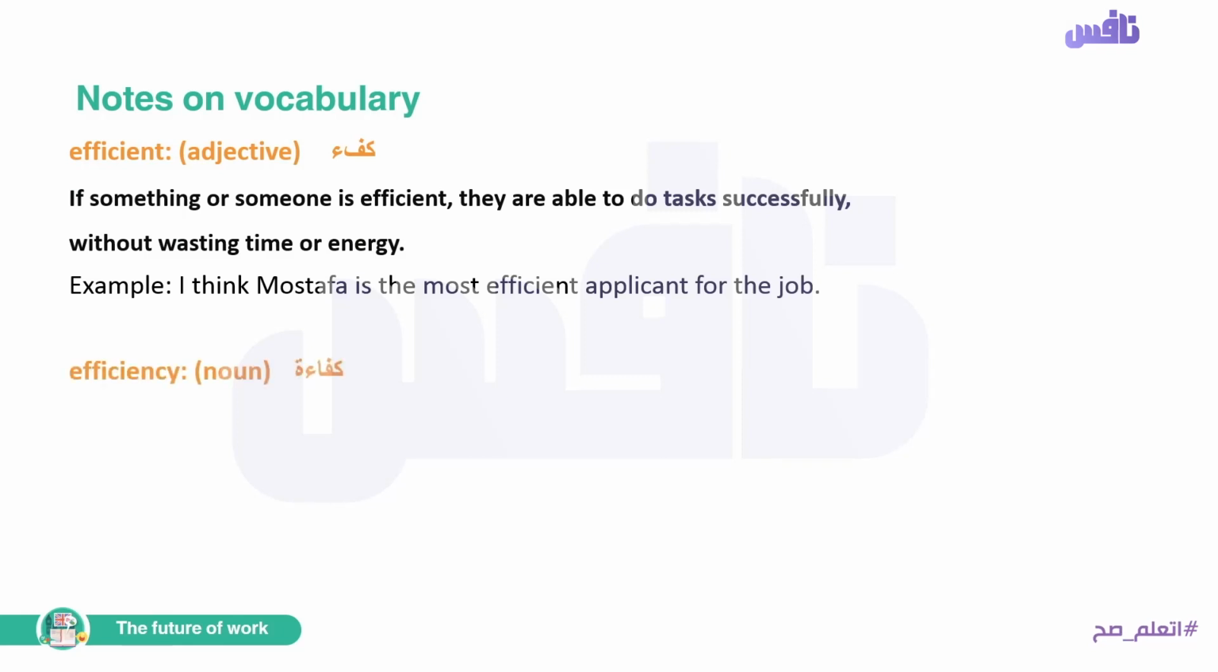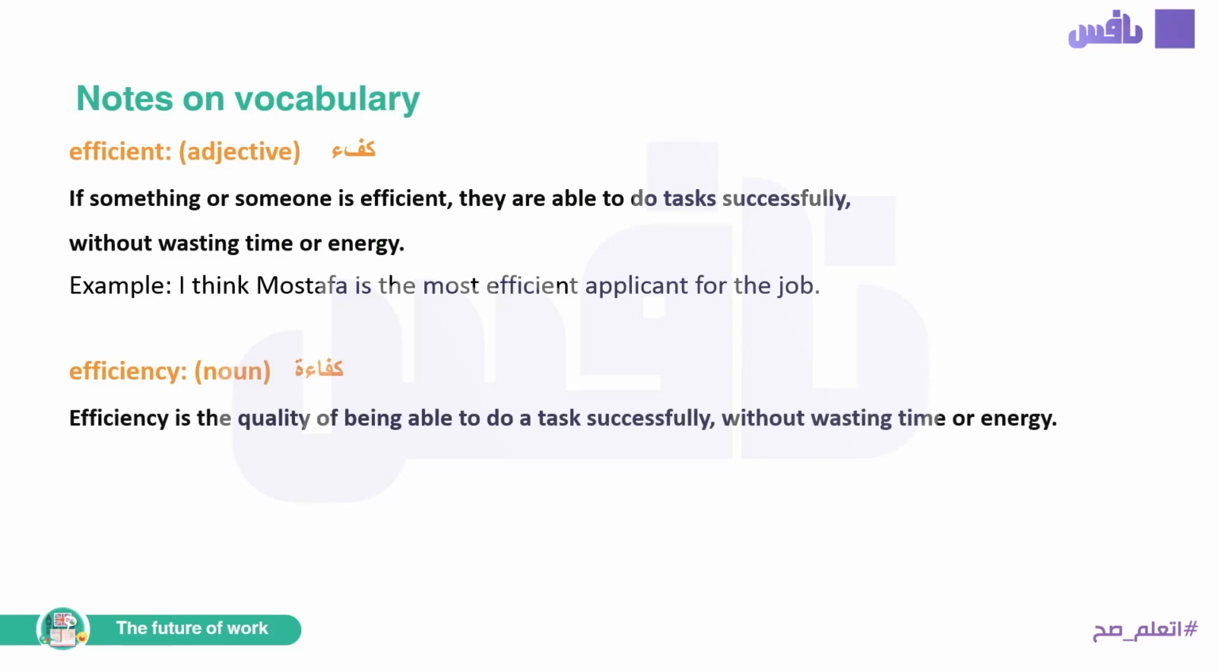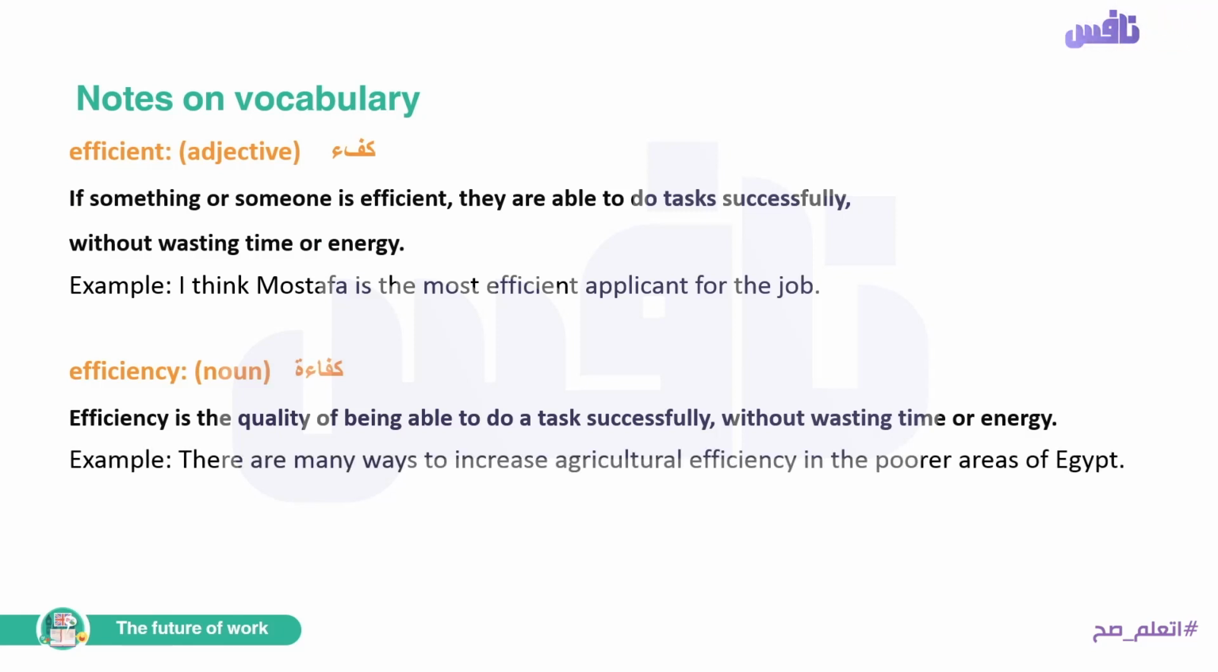Efficiency. Efficiency is a noun بمعنى كفاءة. Efficiency is the quality of being able to do a task successfully without wasting time or energy. في الإكزامبل بيقول لنا there are many ways to increase agricultural efficiency in the poorer areas of Egypt.